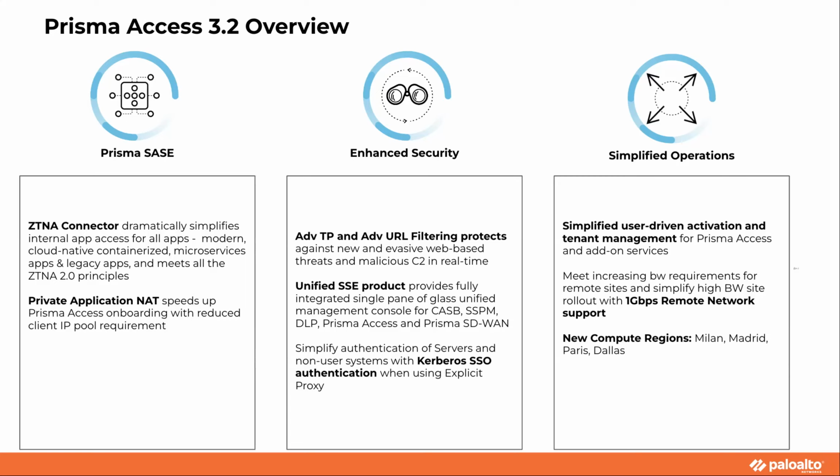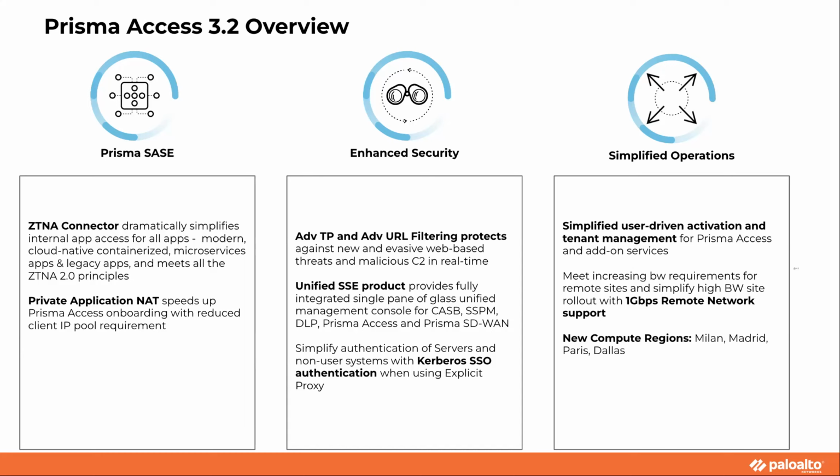Finally, talking about simplified operations, we are simplifying the activation and tenant management for Prisma Access. How do you go from a demo setup, a lab, or a trial tenant, and convert that trial to a production tenant? How do you manage your different add-on services? We're doing a lot of enhancements in the activation, and we'll keep simplifying that process in the future as well.